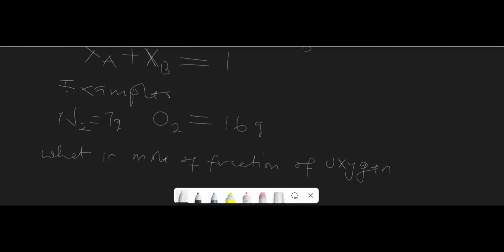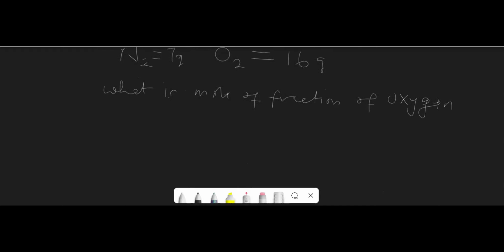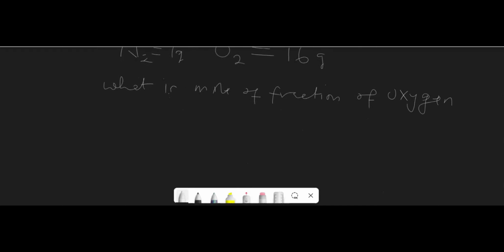So this is the question. You have a container, and in the container you have two gases, nitrogen gas and oxygen gas, and you're asked to calculate the mole fraction of oxygen. So how are you going to do it? Of course, in many cases, you will be given the mass of nitrogen. Let's say the molar mass of nitrogen is 14, and the molar mass of oxygen is, let's say, 16.